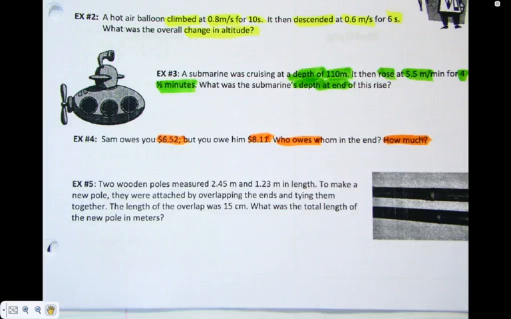This is actually a 2-part question. The first part, what it's asking you to do is compare them, which is what we did 2 classes ago.